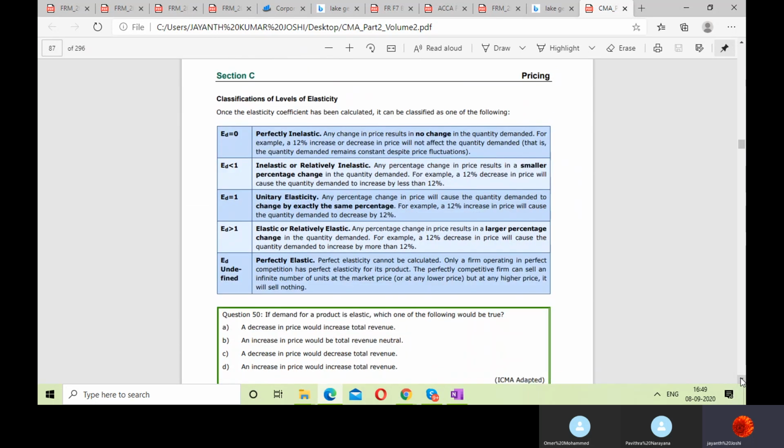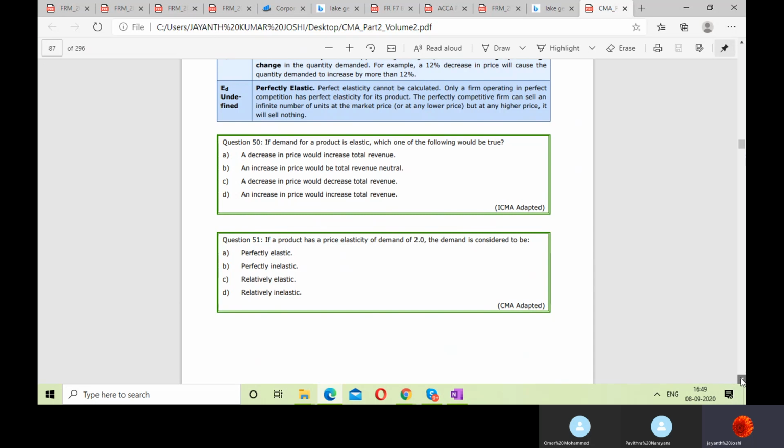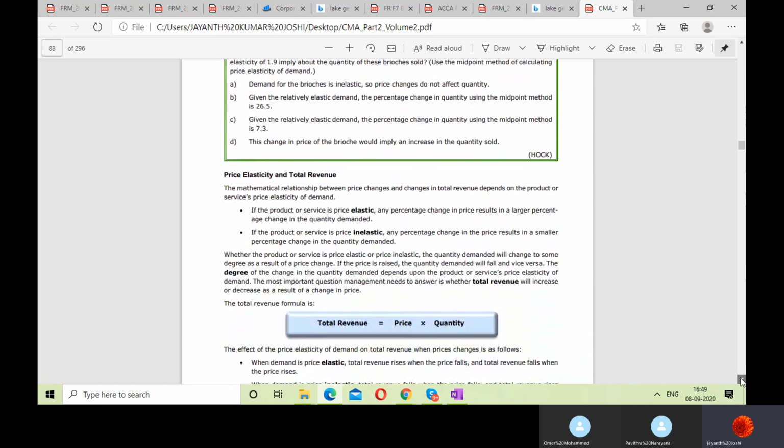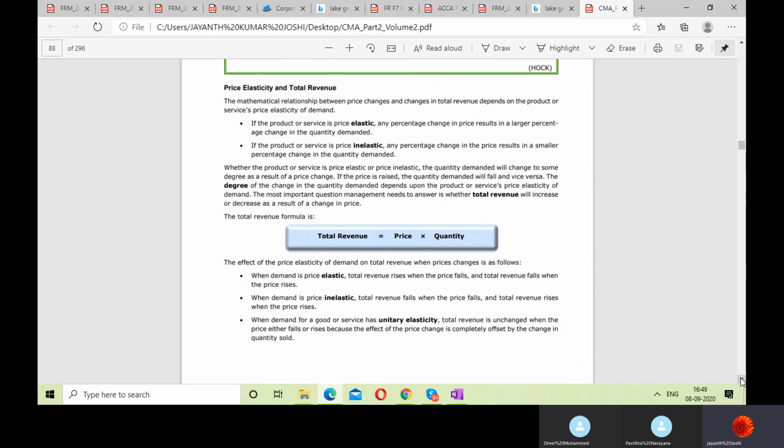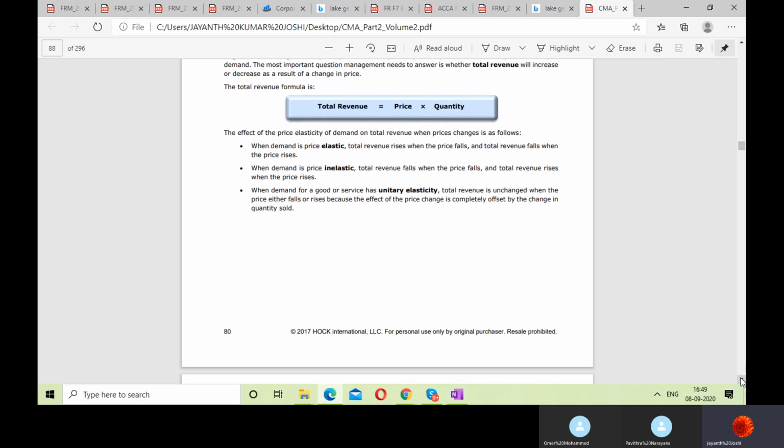We have already done the price elasticity of demand, that means the types of price elasticity of demand. So what is the formula for total revenue? Price into quantity is revenue, everyone knows. So the effect of price elasticity of demand on total revenue when price changes is as follows.